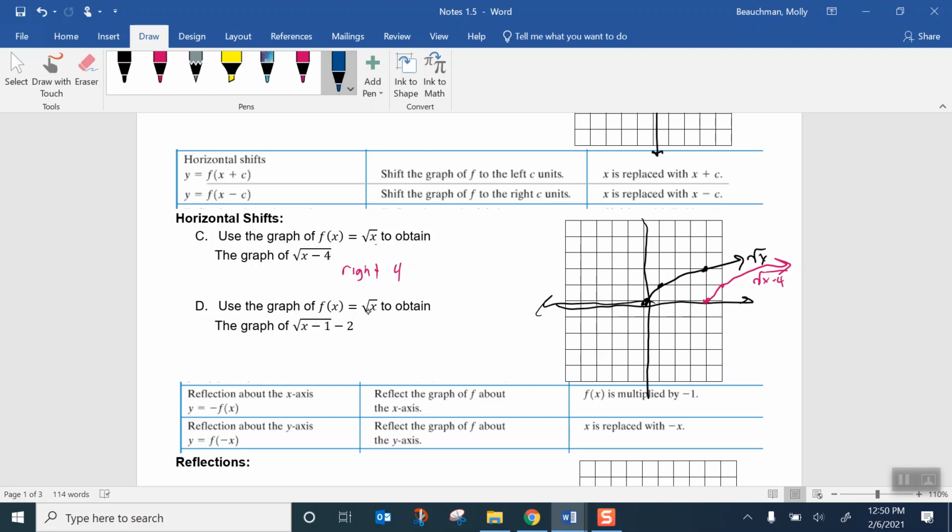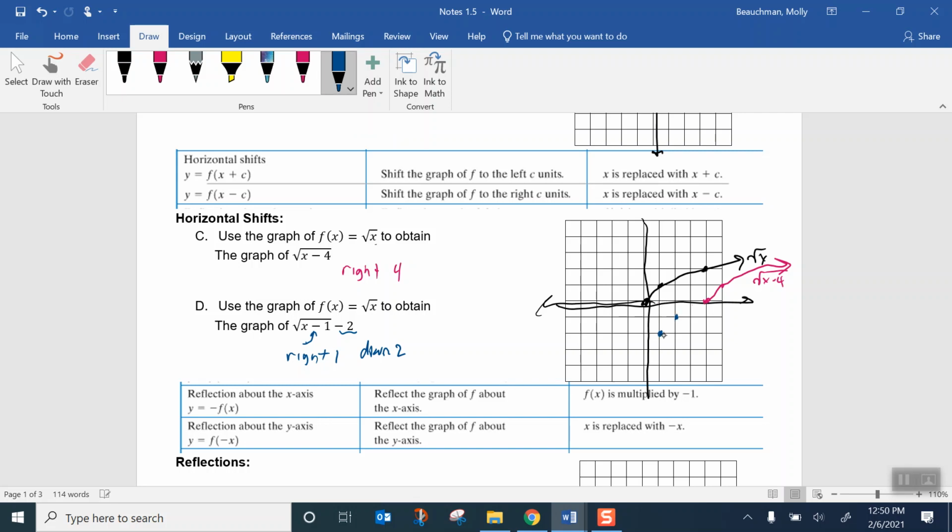Next, if we have the square root of x minus 1 minus 2, notice we're combining two of these now. The x minus 1 moves the graph to the right 1, but then this minus 2 moves it down 2, so we're combining both of those. So we're going to move the entire graph to the right 1 and down 2. So you start with your original and move each point to the right 1, down 2.